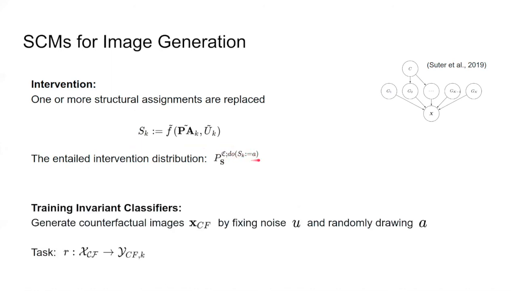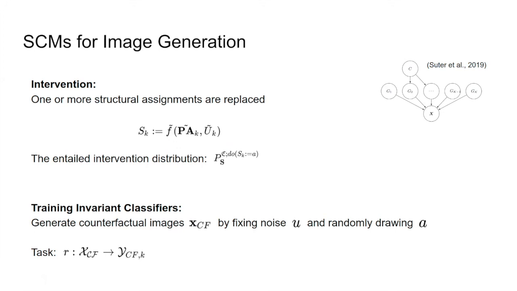So what we're talking about is a distribution that basically changes the input to these independent mechanisms. If we want to generate a counterfactual image, we basically fix the noise and randomly draw a. In this case, a would be the label. So imagine we generate an image of a cow on the green pasture, and then we say, how would this image look with a different background?